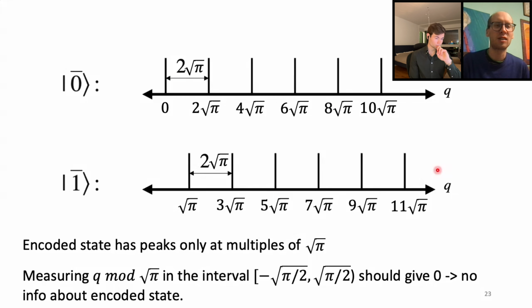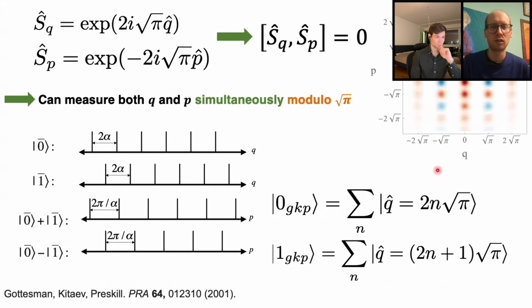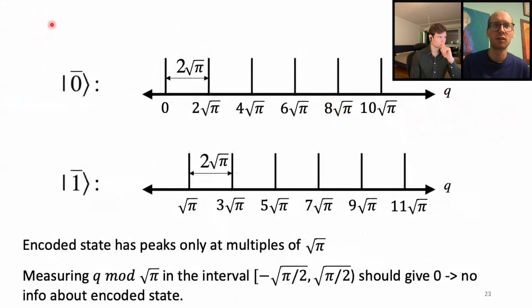So that tells you that such a measurement, which measures Q modulo square root of pi, and is exactly the measurement of this operator, does not reveal any information about the encoded state. It doesn't tell us whether the state is in 0 or 1. Is that clear? Not exactly. Could you elaborate on that a little bit?